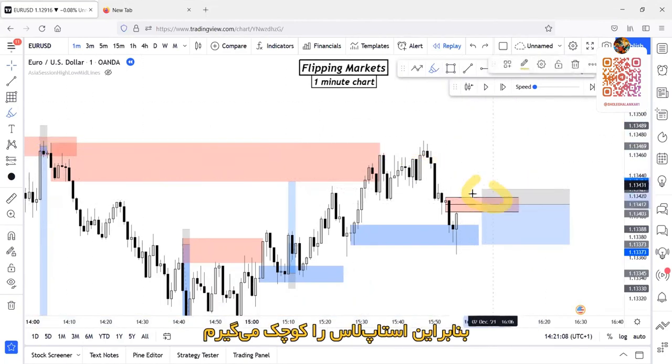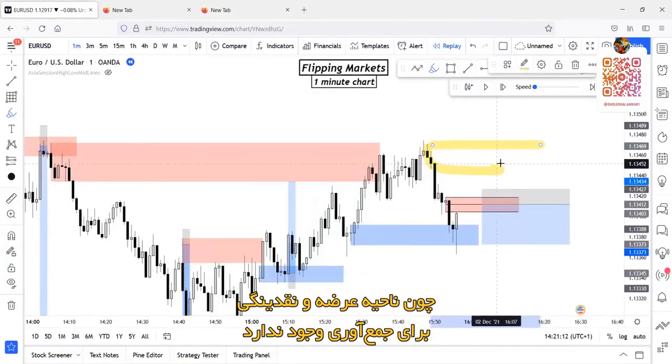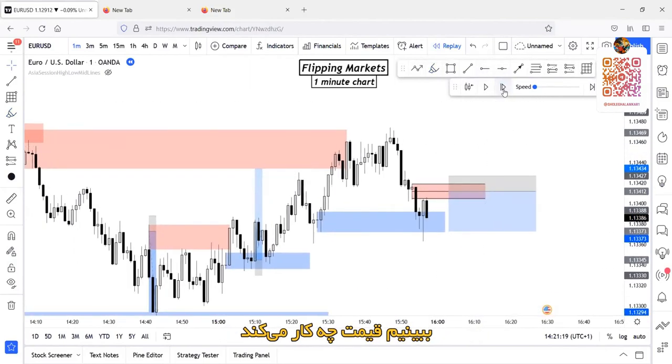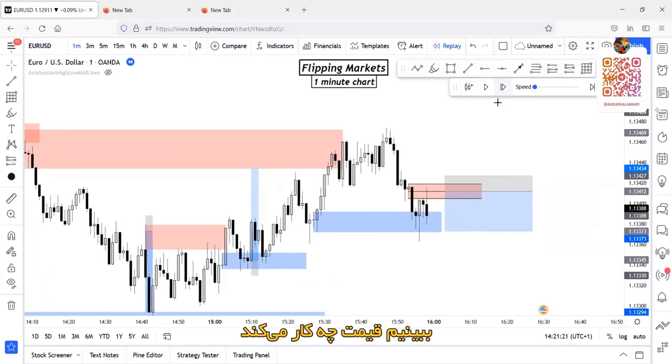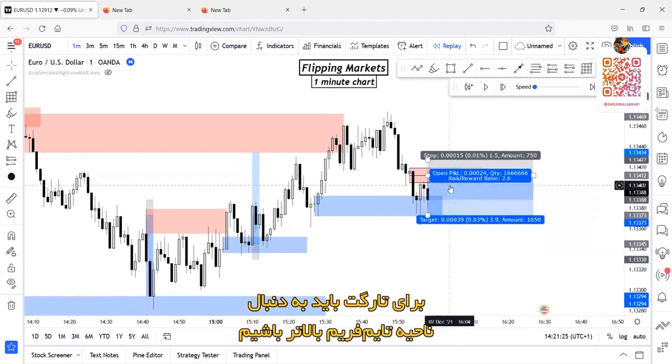So I will keep it short because there's no more supply or liquidity needs to be taken out. So I will just keep the 1.5 stop loss, and let's see what price will do. Okay, it actually tagged us in. So we are in the trade.